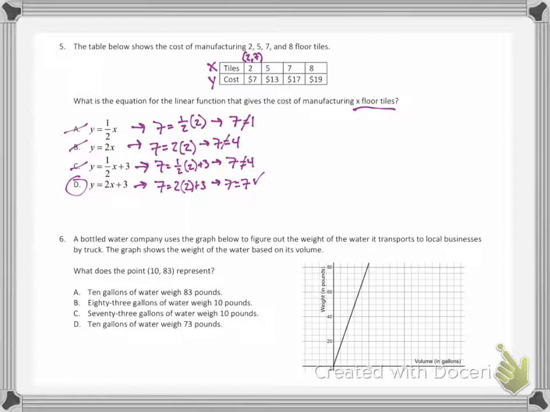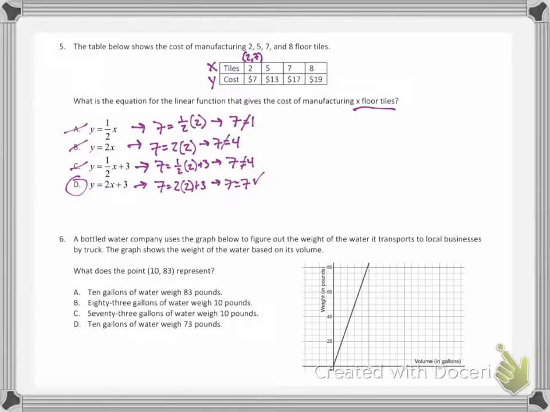Number 6. A bottled water company uses the graph below to figure out the weight of the water it transports to local businesses by truck. The graph shows the weight of the water based on its volume. So you can see the way the graph is labeled. The x-axis is the amount of volume in gallons, the y-axis is the weight in pounds.